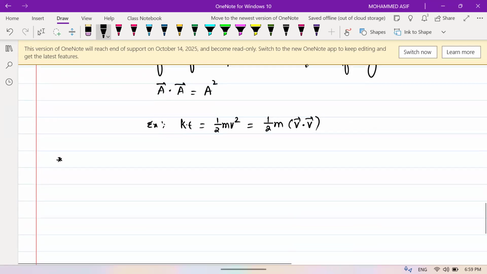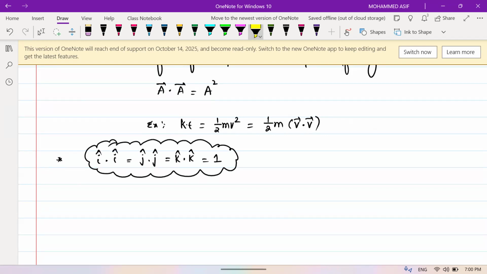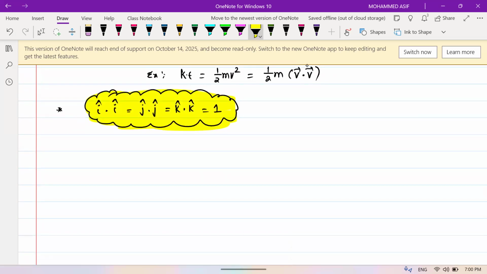Square of the magnitude. Like if I'm talking about i cap dot i cap, that will be equal to i square. The value of i is 1, and 1 square will be equal to 1. So i cap dot i cap, j cap dot j cap, or k cap dot k cap is always equal to 1, because the angle between them is 0. Am I clear? Yes, sir. Very good.